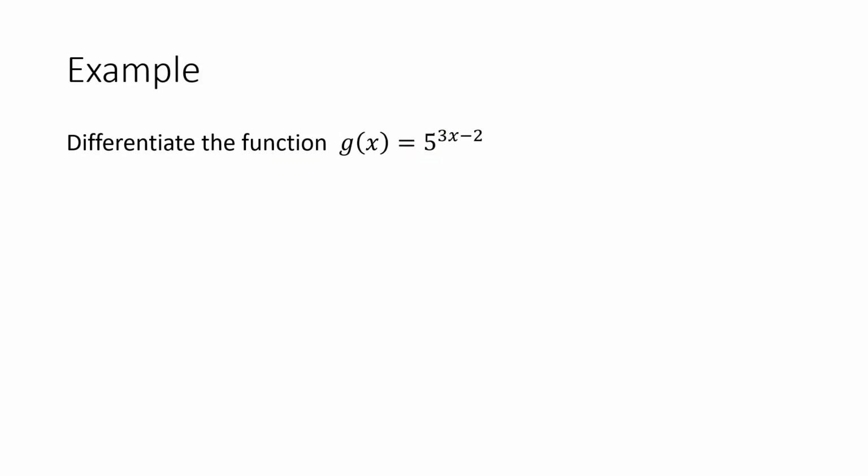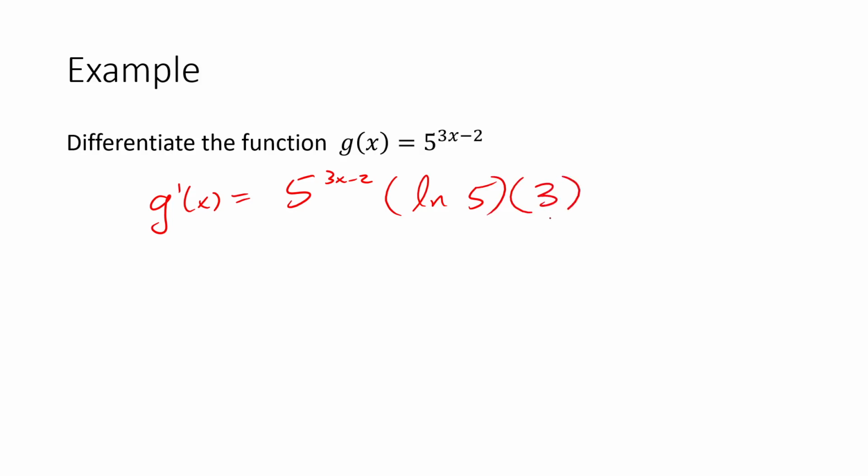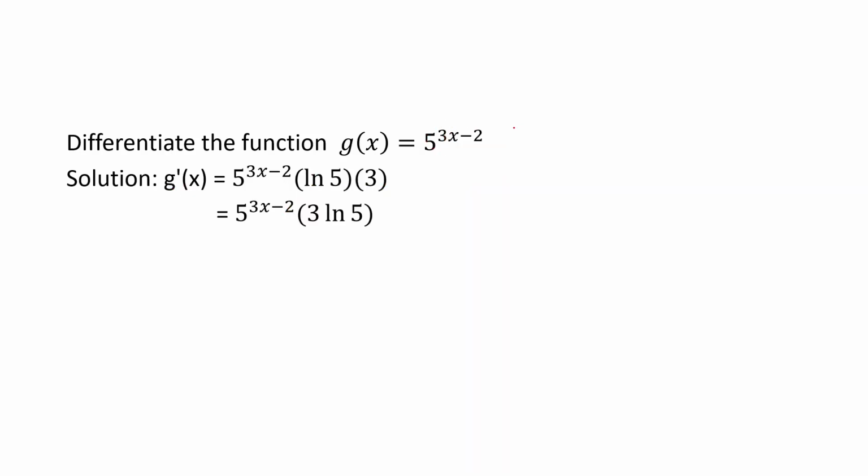Now, what if we have something a little bit more complicated? Well, if we have 5 to the 3x minus 2, to determine that derivative, we'll simply follow the steps of rewriting the expression exactly as it is, then multiplying by the ln of the base of the exponent, and then multiplying by the derivative of the exponent. So the derivative of 3x minus 2 will just be 3. And that's what we have written here. And then at the end, instead of saying ln 5 times 3, we're just writing it as 3 ln 5.